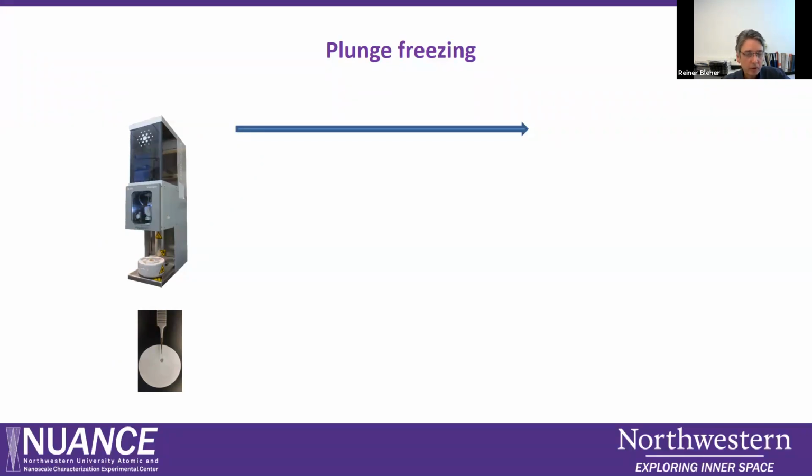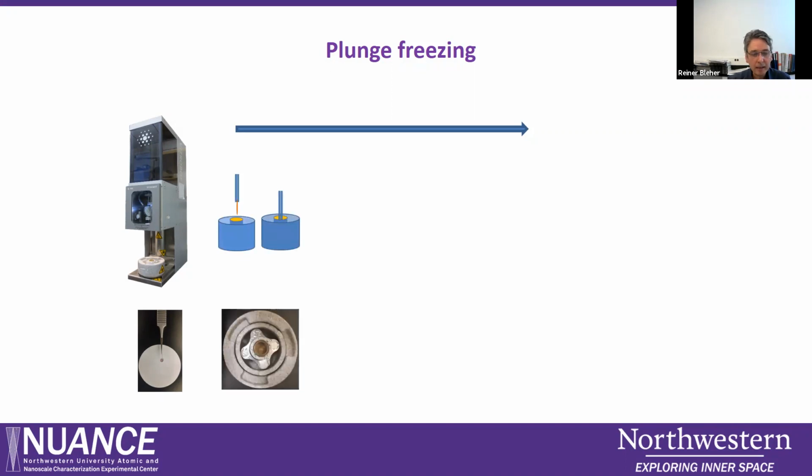In the first step, a grid is mounted onto special tweezers that are then mounted onto the VitroBot. The grid is then lifted into the specimen chamber. A few microliters of sample solutions are applied through a side port. Excess liquid is blotted off, and the tip of the tweezers with the grid and a thin film of sample solution is rapidly ejected into liquid ethane in a cup that is cooled with liquid nitrogen.